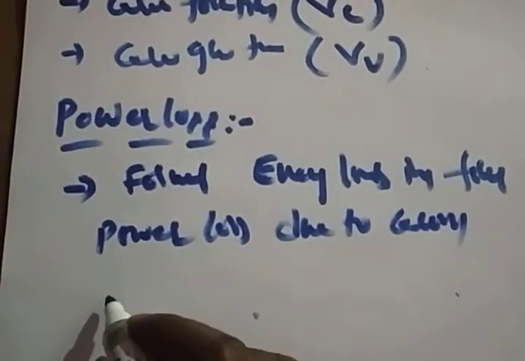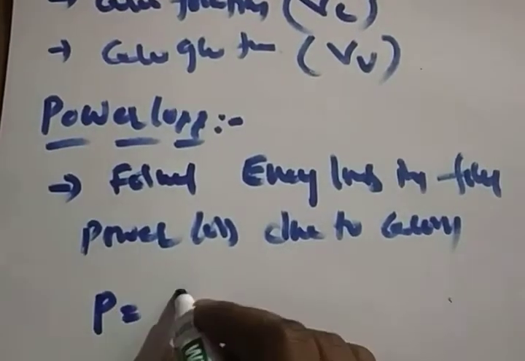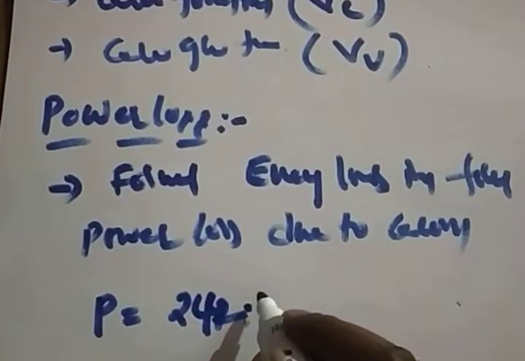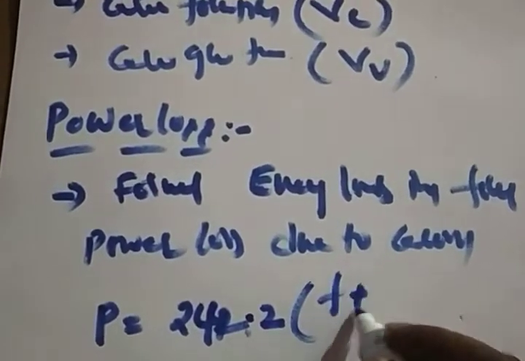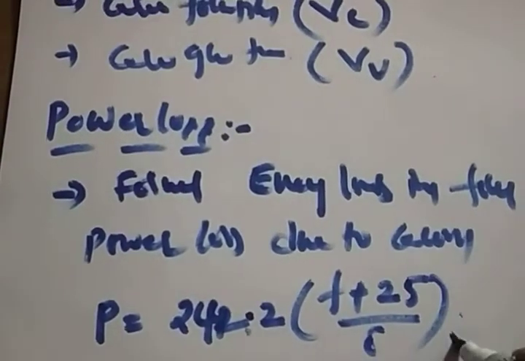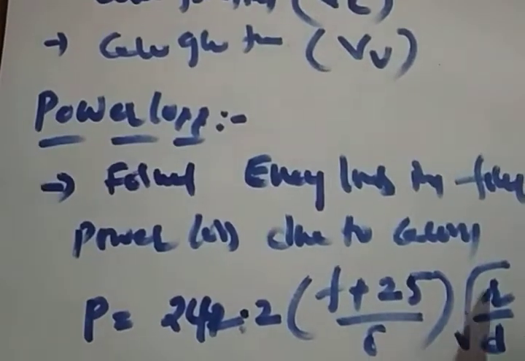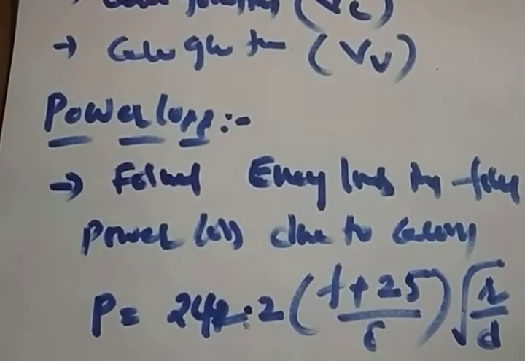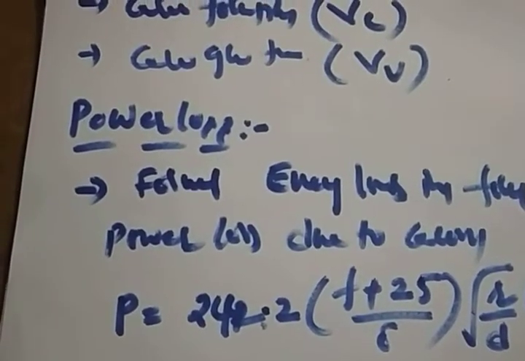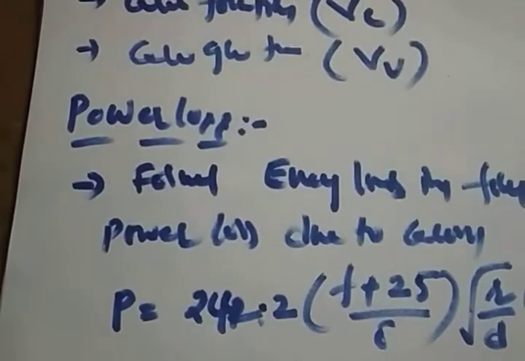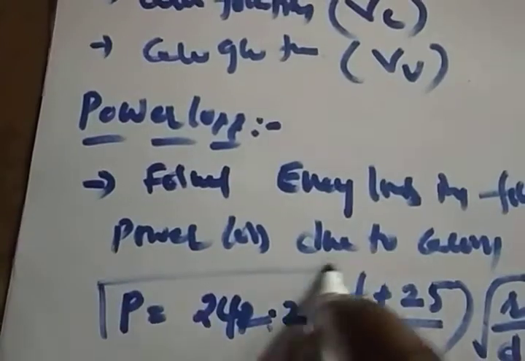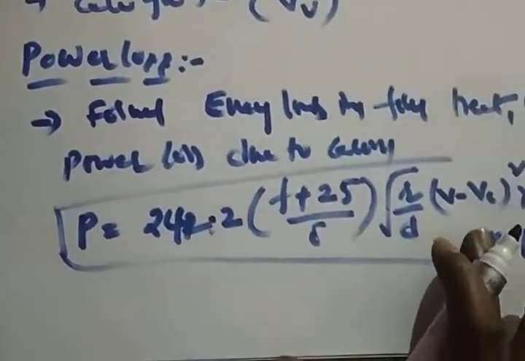So what is the formula for power loss? It is equal to 242.2 (f + 25) / δ times the square root of r/d, times (V − Vc) whole square, times 10 power minus 5 kilowatts per kilometer per phase. So this is the power loss formula. You just need to learn this formula by heart.